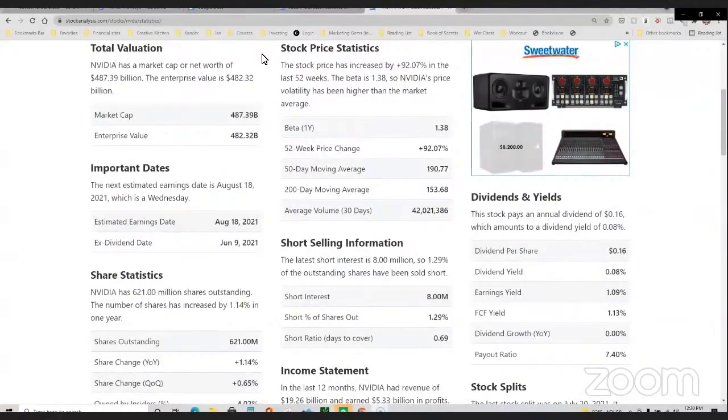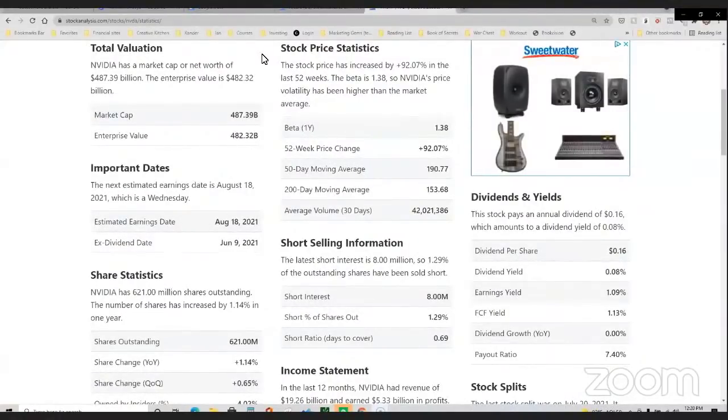So even before Nvidia was about to go through a split, some of you were like, hey, should we short it? I'm like, no, the stock is going to rise. If you've done your homework, you know what happens post split.